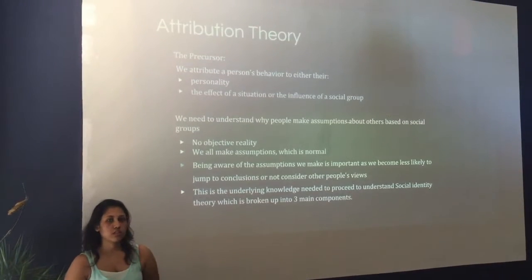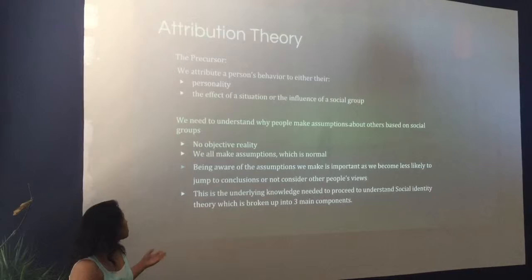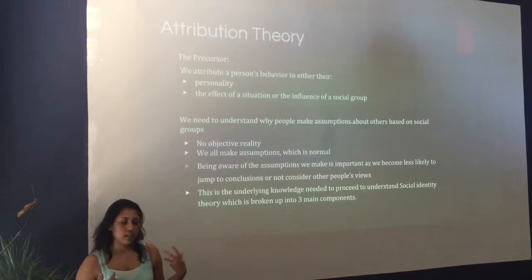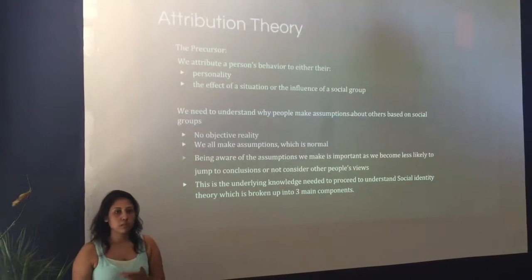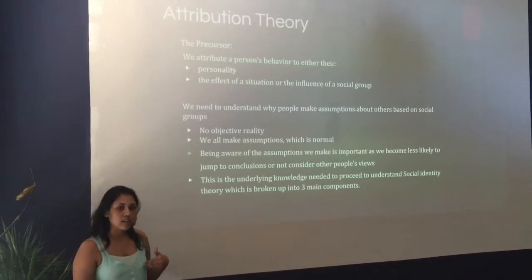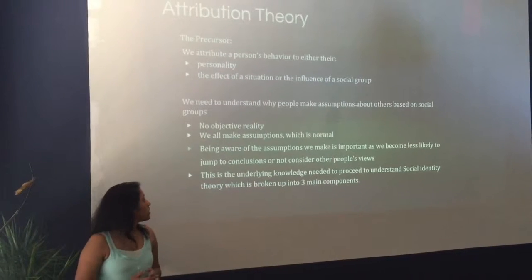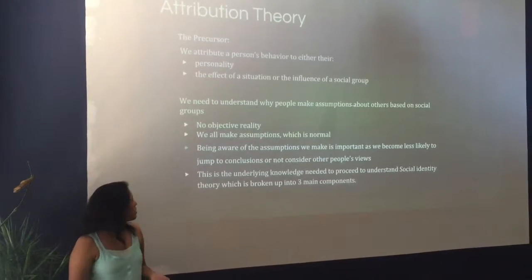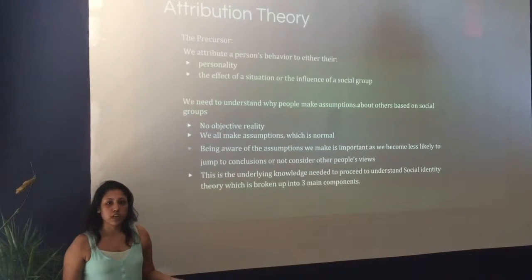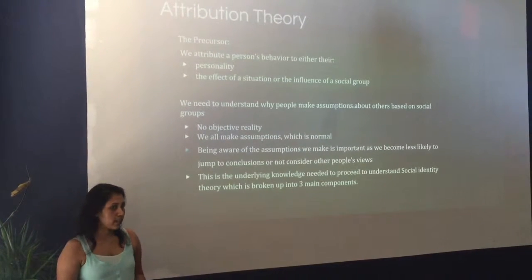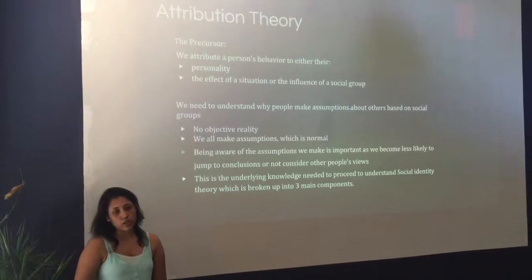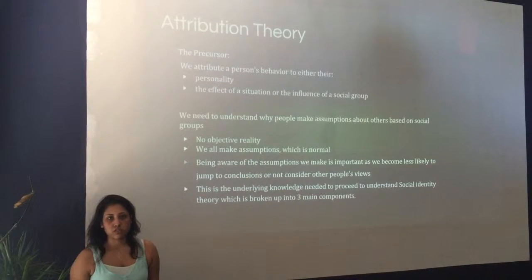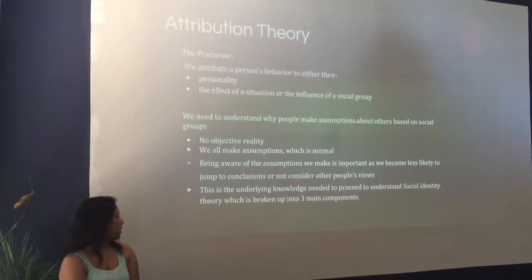Before we look at social identity theory, we also need to look at attribution theory, which is a precursor to understanding social identity theory. Basically, attribution theory is saying that you attribute a person's behavior to either their personality, or the effect of a social situation, or the influence of a social group. We need to understand why people make these assumptions, and something that's very clear is that there is no objective reality. Everybody makes assumptions, and it's actually quite normal. It's not even really a negative thing, because it's necessary to exist in the world that we live in.